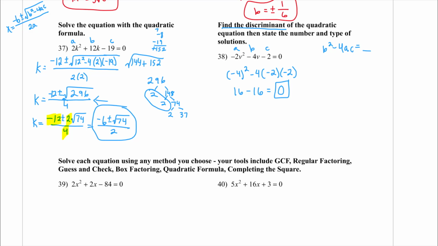That tells us how many solutions there are, because when the discriminant is a positive number, then that means there's 2 real solutions. When it's a negative number, that means there's no real solutions. And when it's 0, which is the only other option between positive and negative, 0 means there's 1 real solution. So the fact that we got 0 means that there is 1 real solution.